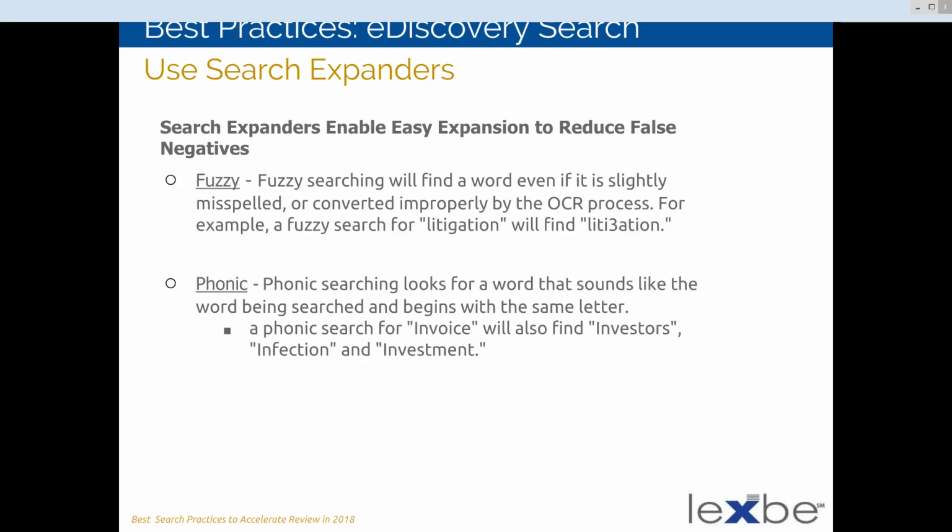misread a word and convert it differently, but by clicking a fuzzy search button, whatever you type in that box will find anything that looks substantially similar to what you're looking for, and it will eliminate the possibility of not returning documents that might otherwise be there, except that they're spelled incorrectly.